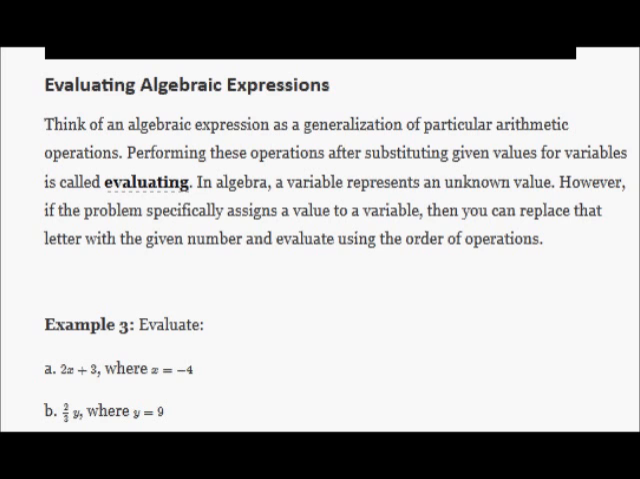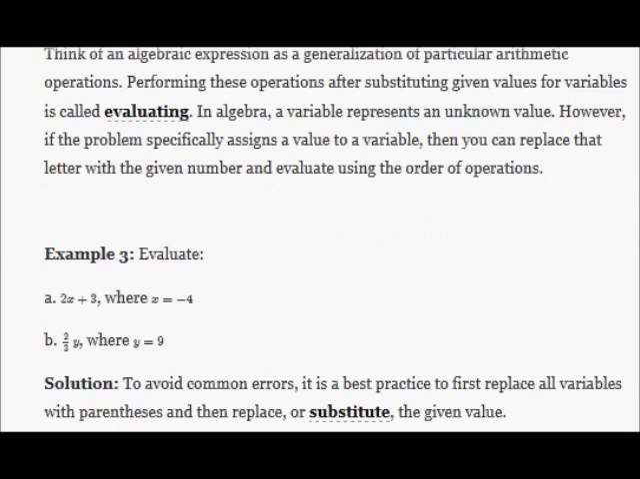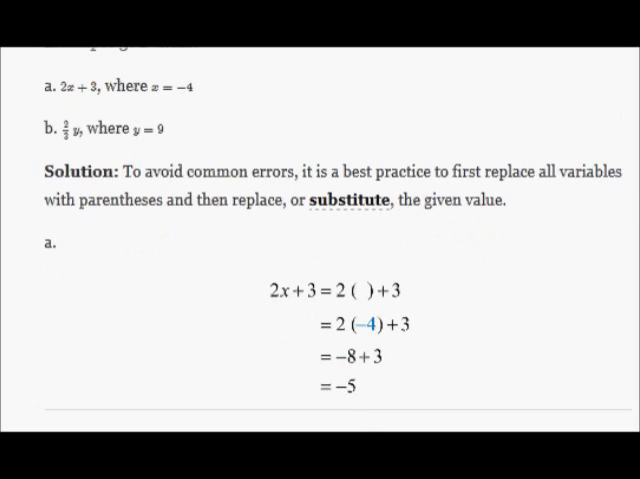So, let's say you have the expression 2x plus 3, and you want to evaluate it where x is equal to negative 4. You just substitute in negative 4 for wherever you see x. So here you have 2x plus 3 equals 2 times something plus 3. That something is negative 4. So 2 times negative 4 is negative 8. Add 3 to that, and you get negative 5.